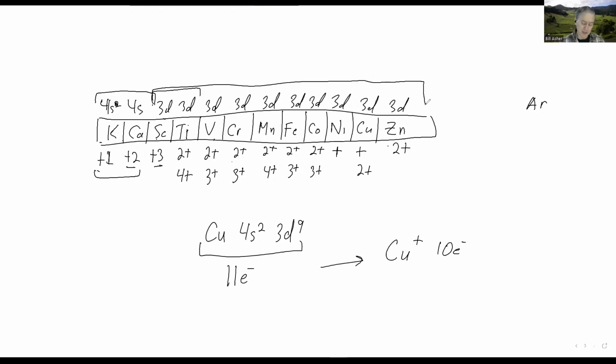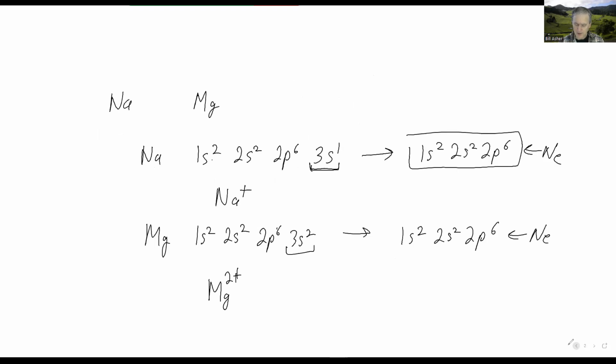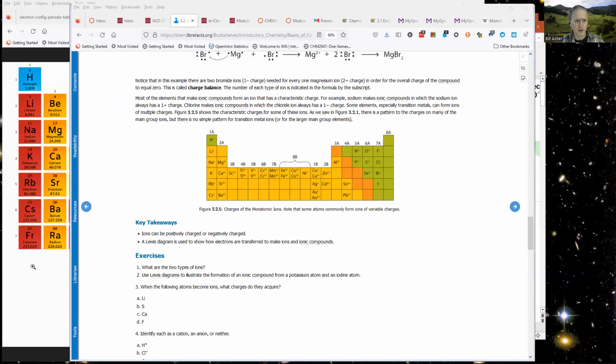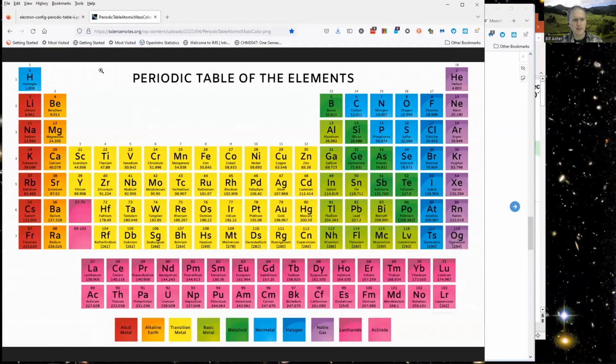To the very left, if you go back to the periodic table, things over to the left generally tend to lose electrons to become the noble gas in the preceding row. And over here, they gain electrons to become the noble gas in the same row.